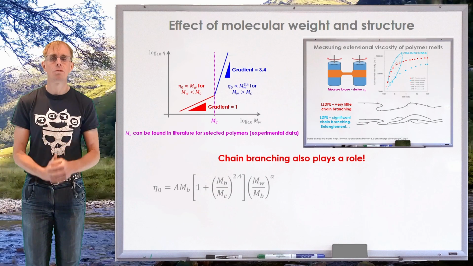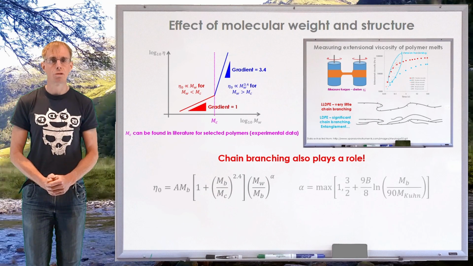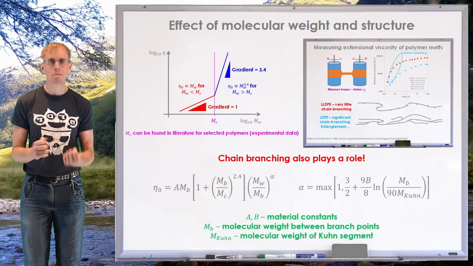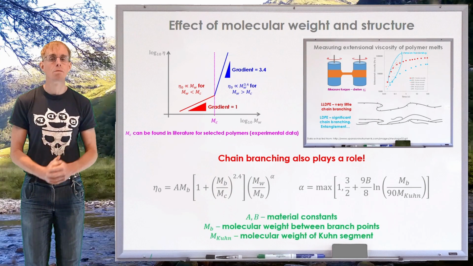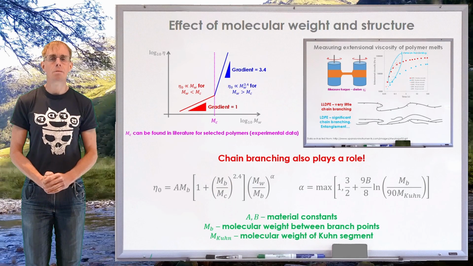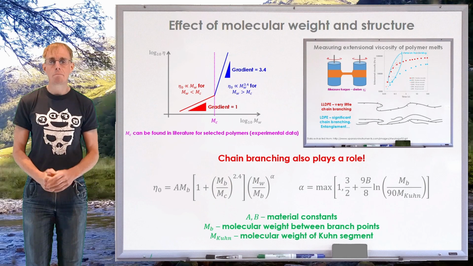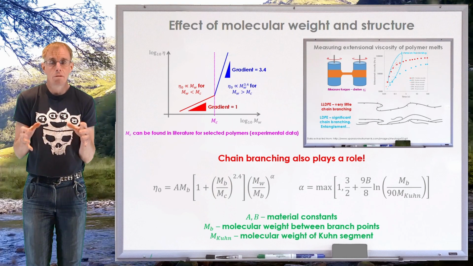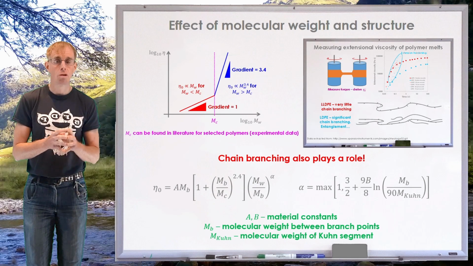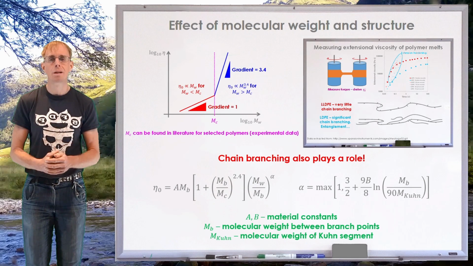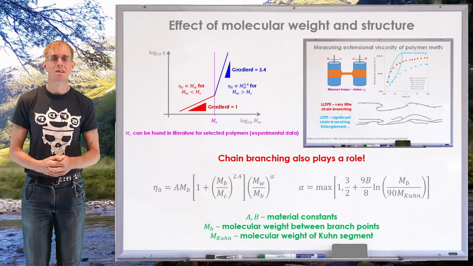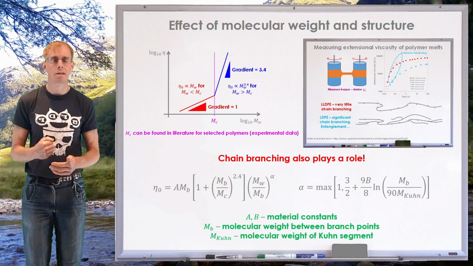And again, keeping in the context of our steady shear viscosity, eta 0, there is a relationship that allows you to, again, estimate its relationship with the degree of chain branching that you have. And so here A and B are material constants. M_B is the molecular weight between the chain branches, and M_coon is the molecular weight of the Coon segments of the chain. And if these concepts are unfamiliar, please have a look back at the material from 640 that explains around Coon segments and a bit of molecular theory.